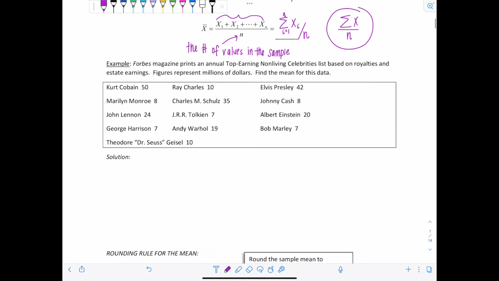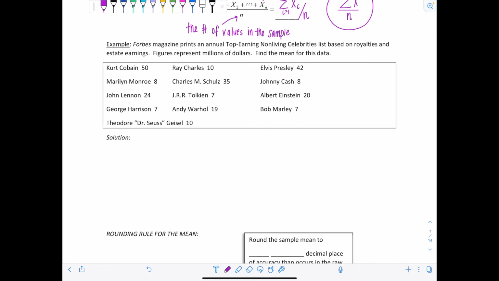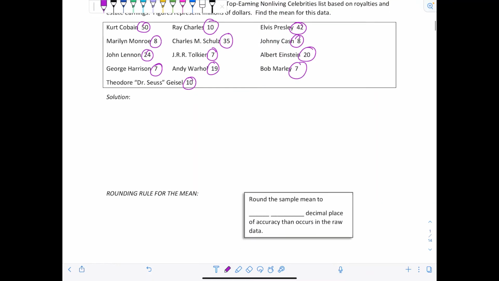So now let's look at an example. Forbes magazine prints an annual top earning non-living celebrities list based on royalties and estate earnings. Figures represent millions of dollars. Find the mean for this data. So let's see, we've got 1, 2, 3, 4, 5, 6, 7, 8, 9, 10, 11, 12, 13 data values in this sample. So we're going to find the mean.